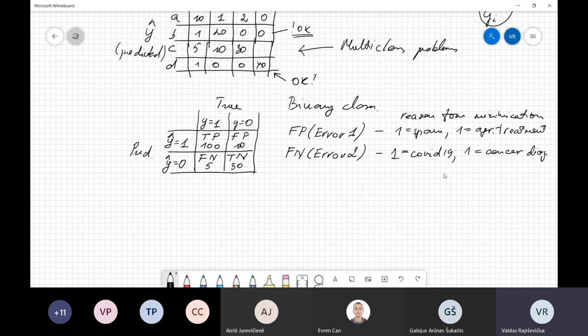Basically, in our data set, y equals 1 is 105 cases, because this is 100 plus 5. This is the class, and these are the number of observations. For the other class, 10 plus 50, this is 60.